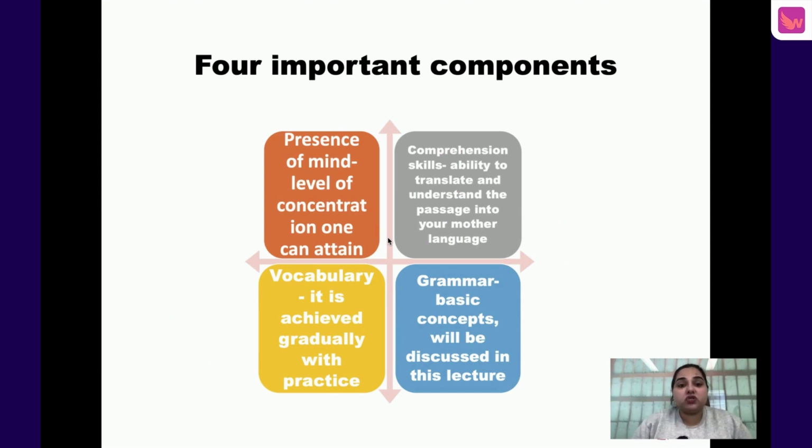The first is presence of mind, that is your level of concentration that one can attain. Then the second thing is comprehension skills, that is your ability to translate and understand the passage into your mother language. Of course, when it's fill in the blanks, you're choosing the words, so vocabulary is important, and it has to be achieved gradually with practice. Daily you can learn some words from the questions. Then grammar. The basic concepts will be discussed in today's lecture with you all, and that might be useful for you to do your fill in the blanks well.